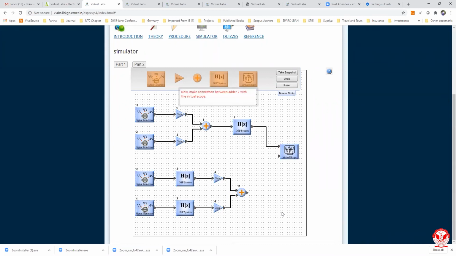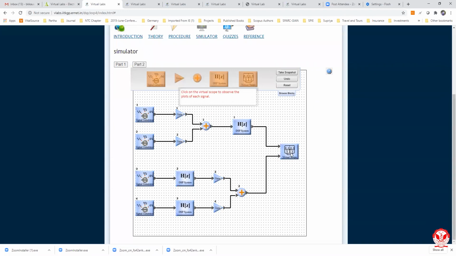Now we are amplifying the signal here. Now it becomes alpha y1, it becomes beta y2. Now we are connecting all these. Finally, what we are getting here is y3. Now we are connecting these two. So this is the whole system. With the help of this, we verify the linear property of the system.